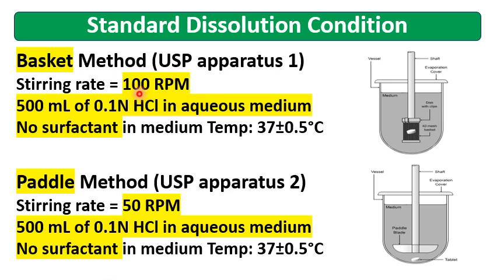If your product is a capsule, for example, you have to go with 100 rpm basket. Why? Because a capsule generally floats in the dissolution medium and it may give variation in the dissolution. That's why basket can be used, or paddle also can be used with sinkers. So these are the standard conditions: basket 100 rpm, paddle 50 rpm, 500 ml of 0.1 normal HCl without surfactant, and temperature will be 37 degrees.